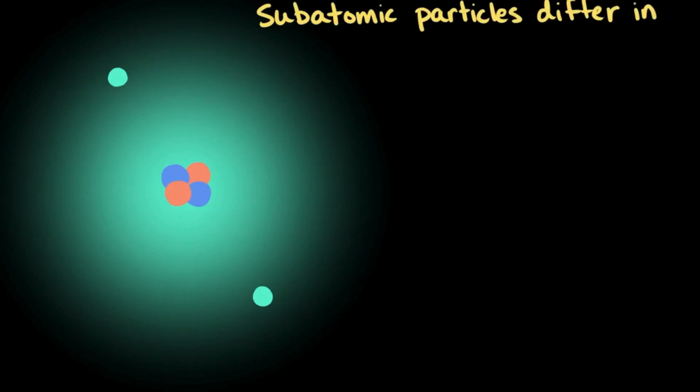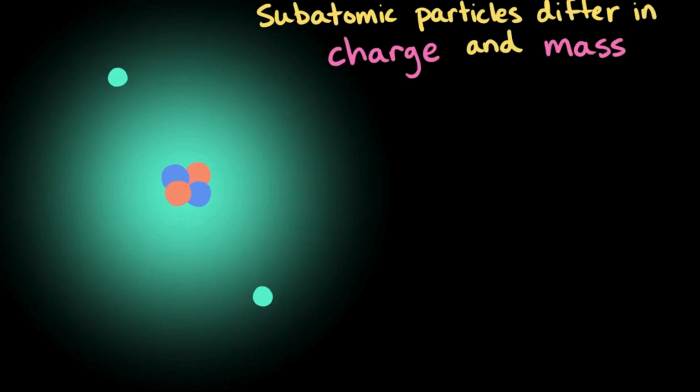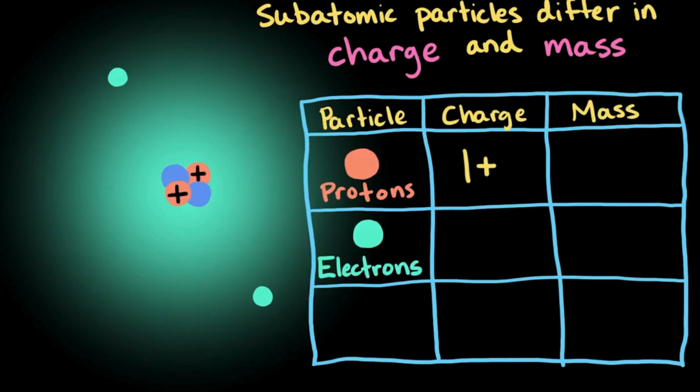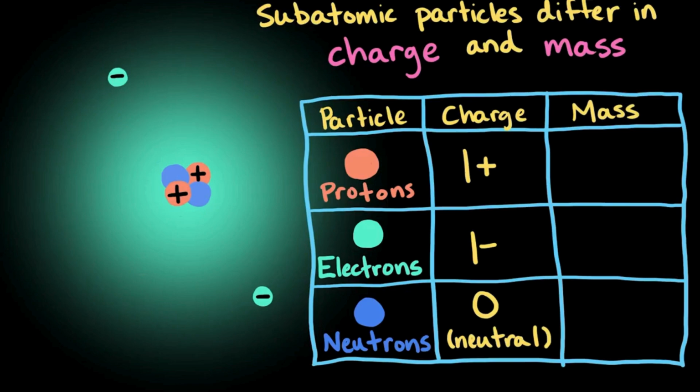Protons, neutrons, and electrons differ in terms of their charge and mass. Let's take a look at charge first. Protons have a positive charge of 1 plus, and electrons have a negative charge of 1 minus. These charges are equal and opposite, so when protons and electrons are paired in atoms, their charges cancel. Neutrons have no charge, which means they are neutral.